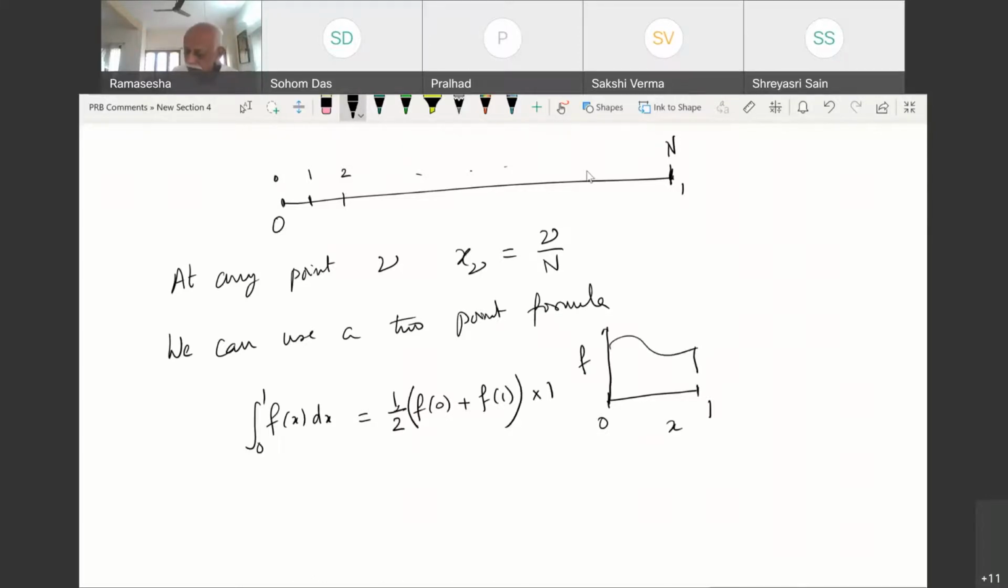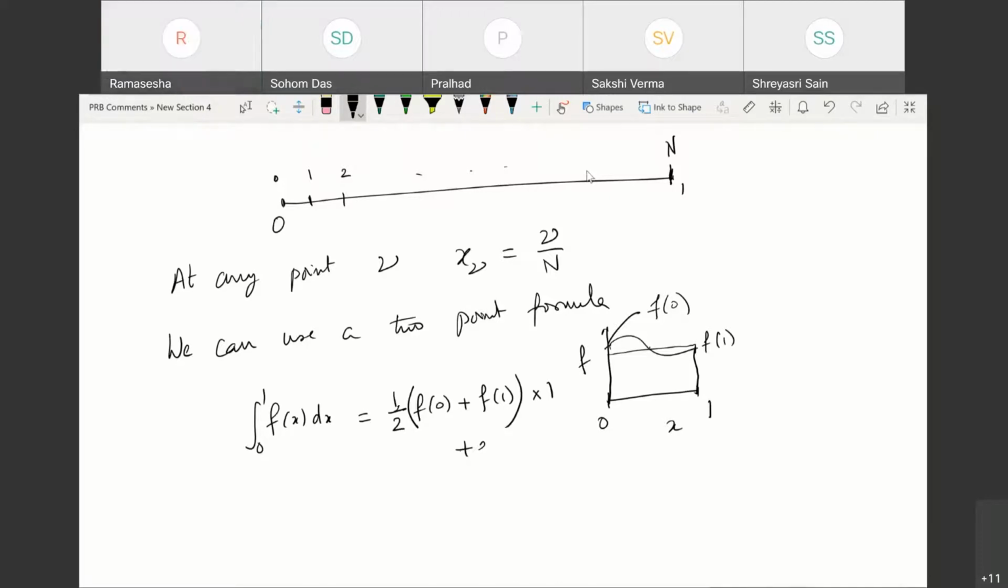Okay, so I'll take the values of the functions. This is f of 1. This one is f of 0. I take the average of these two values and then multiply by the width of the interval, and so I get the approximate rectangle. The rectangle area is nothing but half of (f0 plus f1) into 1, and of course this has errors.